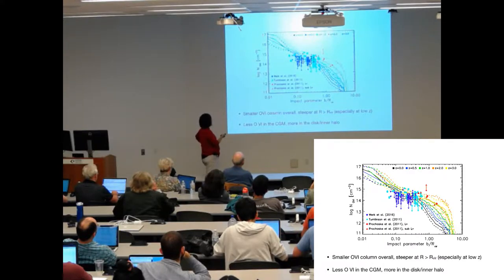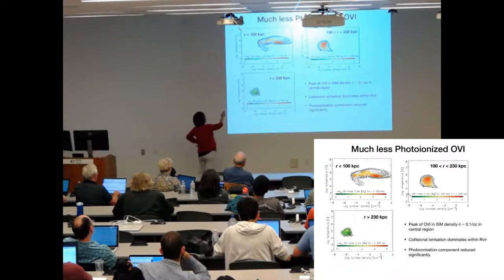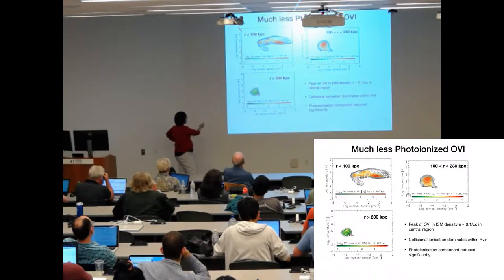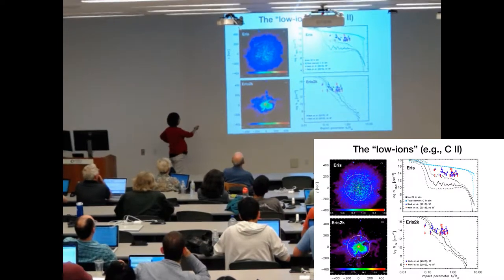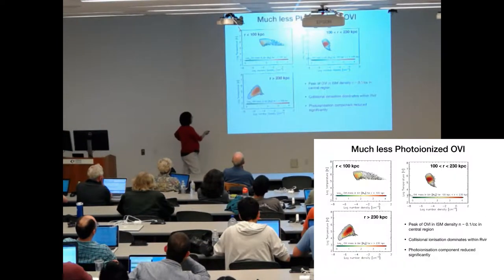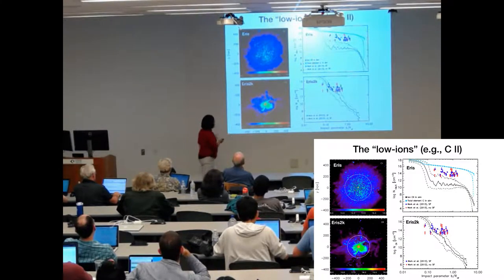it decreased, certainly. Because of the decrease, if you look at the photoionization, then you see the majority of these central ones are collisionally ionized, and the photoionization component is much, much smaller. This is the same color bar here. Okay, so last two slides, I mean 1 minute.